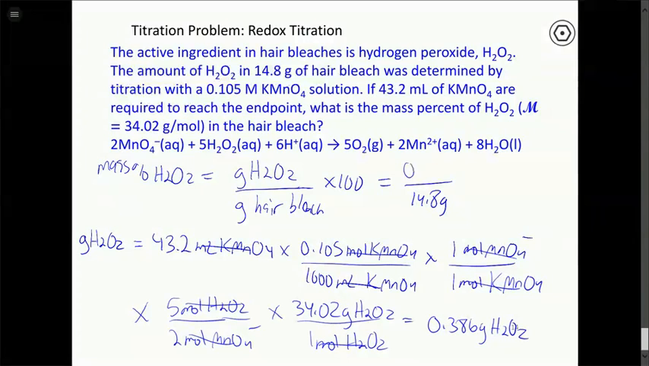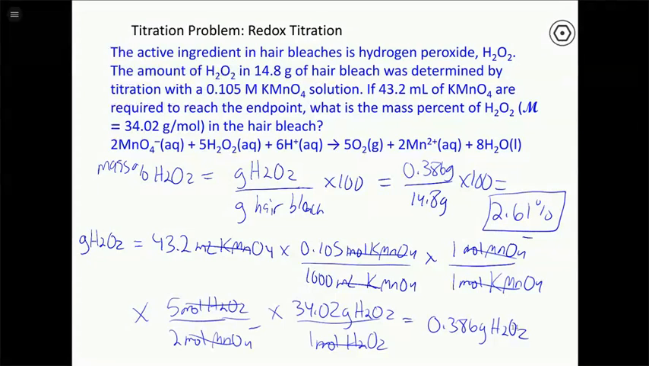So we put that up here into our mass percent formula, and we get 2.61%. So that's the percent by mass of hydrogen peroxide in that sample of hair bleach.